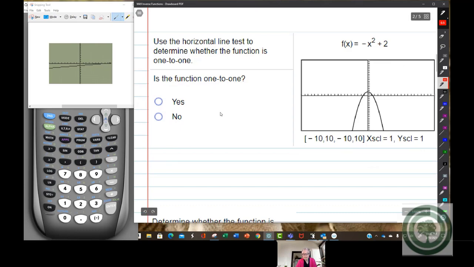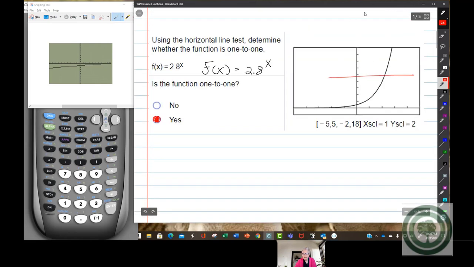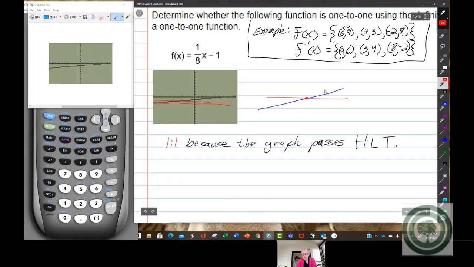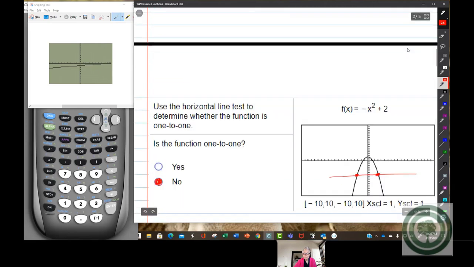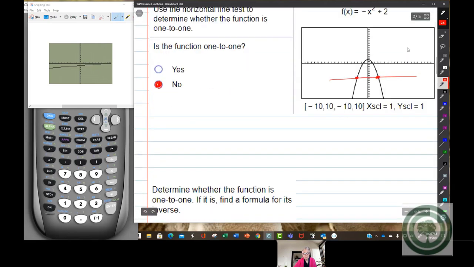And what about this? Is this a one-to-one function? No, it flunks the horizontal line test. That horizontal line touches the graph at more than one point, at 2 points to be exact. So no, this is not one-to-one. On the other hand, the reason this is one-to-one is that the horizontal line crosses the graph at only one point. And up here, the horizontal line crosses the graph at only one point. That's what a one-to-one function is.